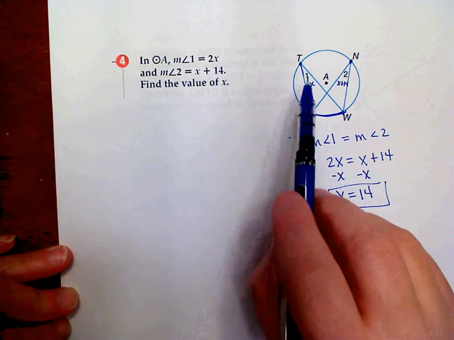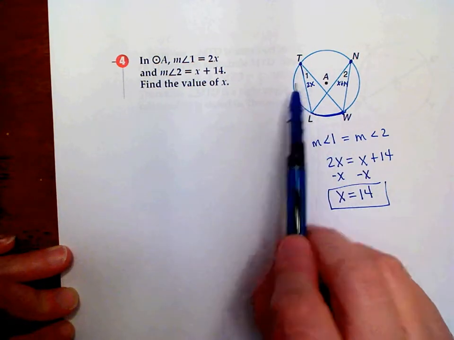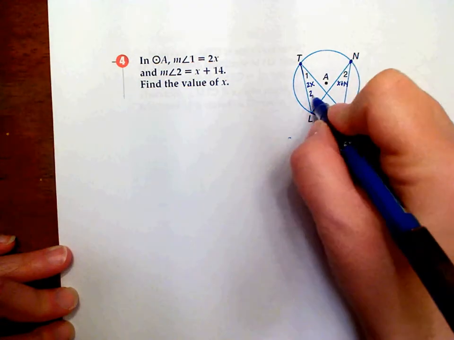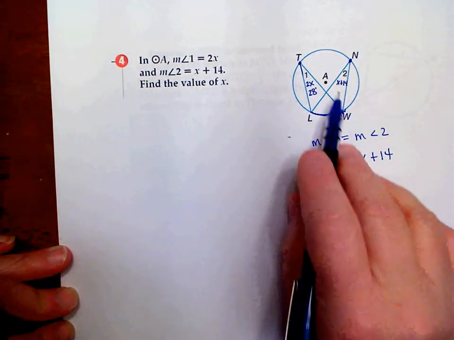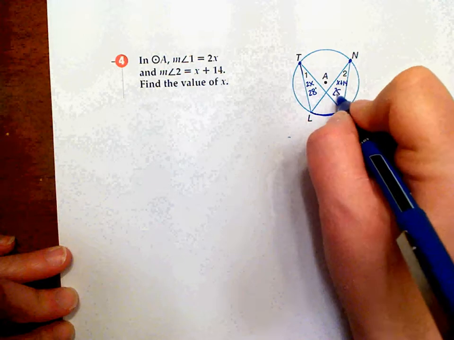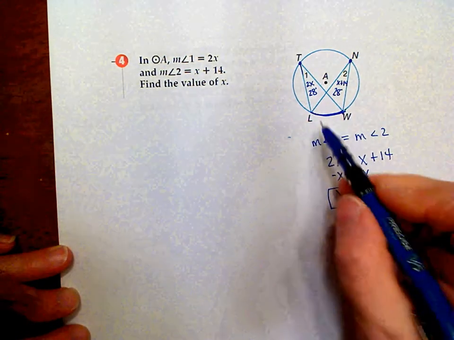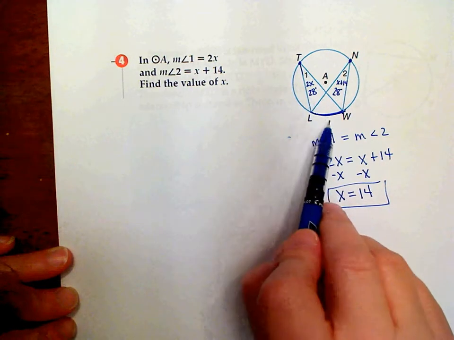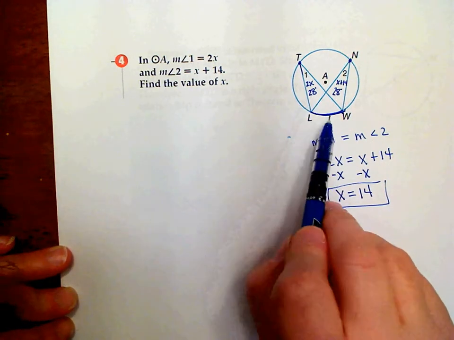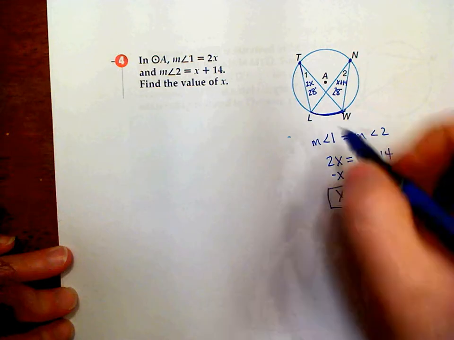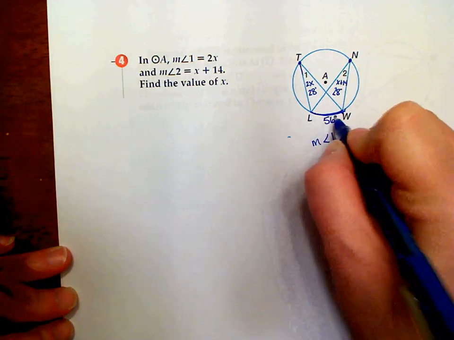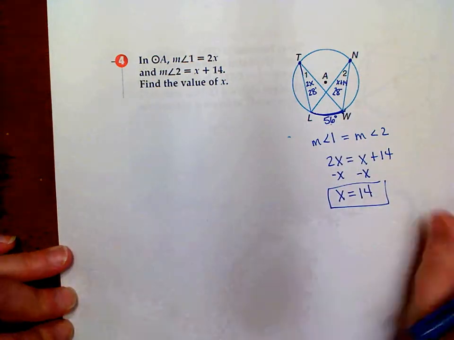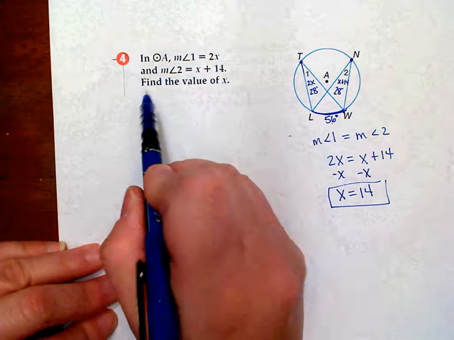The measure of angle 1 is 2 times x. 2 times 14 is 28 degrees. Well, 14 plus 14 is also 28 degrees. So now we can find what the measure of arc LW is. Since that angle is half the arc, we have to double that to get the measure of the arc. So the arc would have to be 56 degrees. But the question just said find the value of x, so x equals 14.